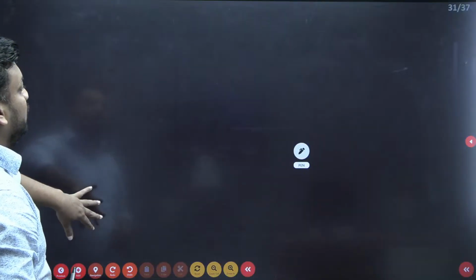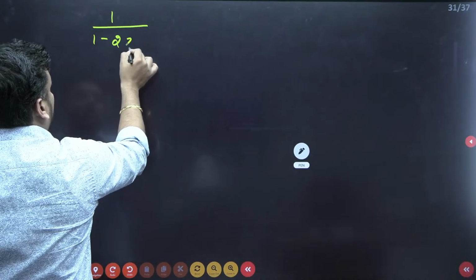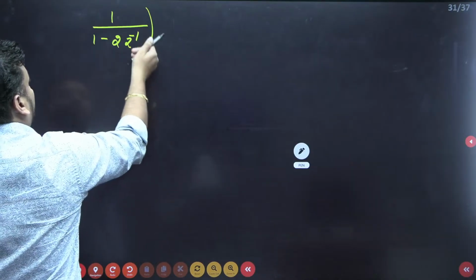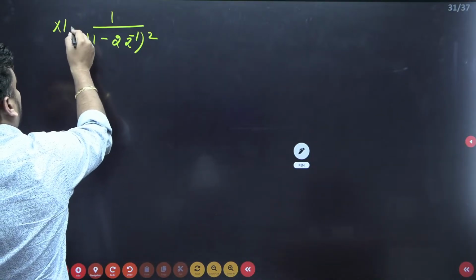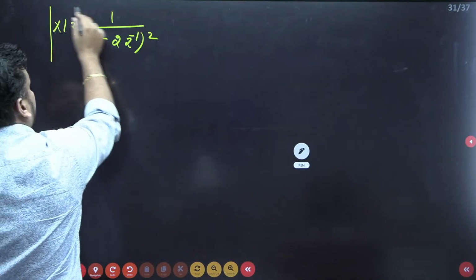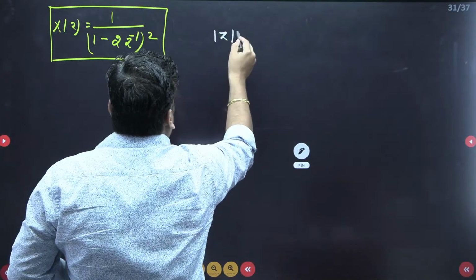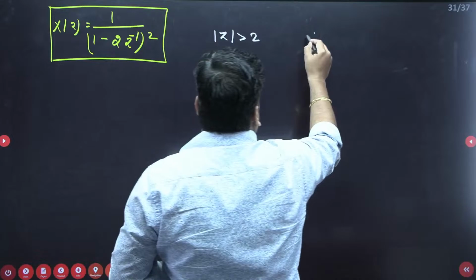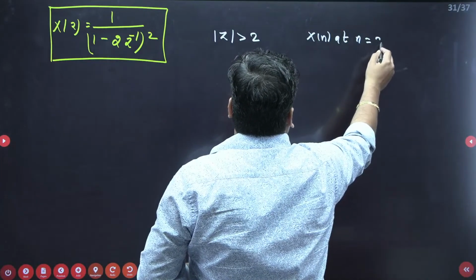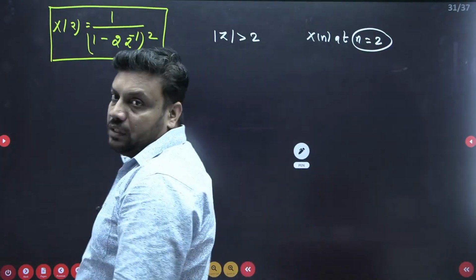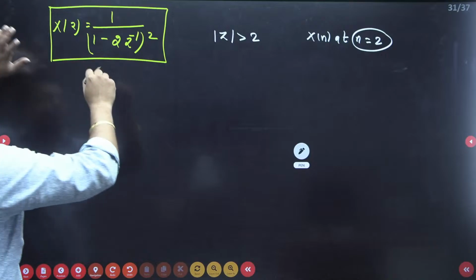I hope you remember. So I think the question is X(z) equal to 1 upon (1 minus 2 z inverse) times 1 upon (1 minus 2 z inverse), that is, 1 upon (1 minus 2 z inverse) whole square. I think this was the question. ROC is given as mod of z greater than 2. An examiner is asking for x[n] at which value of n, n equal to 2 or n equal to 3? Just confirm the question, beta.